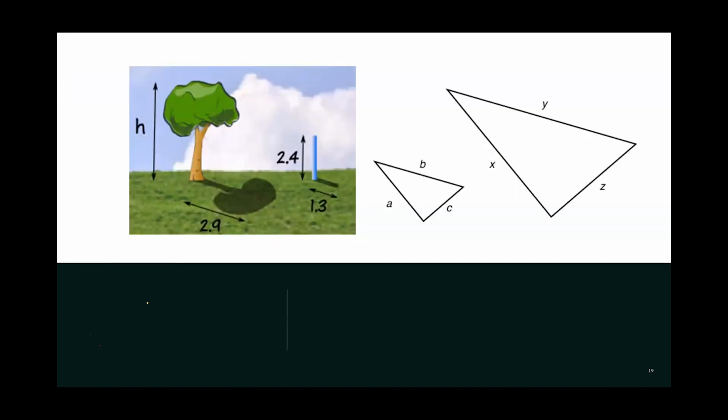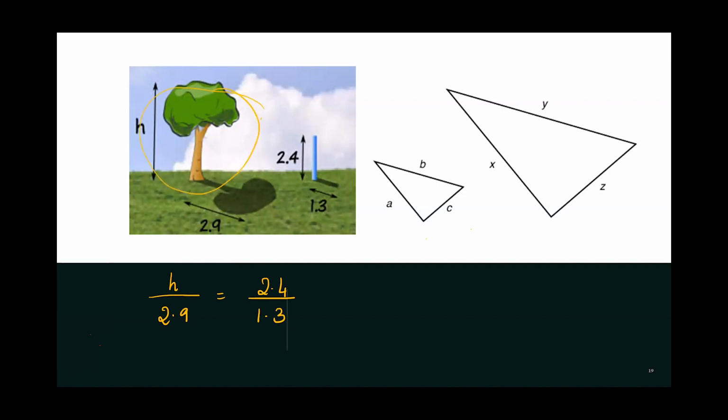In this image, the tree and the pole maintain a balanced relationship with their shadows. So again, using proportion, we can easily find the height of the tree. So h upon 2.9 is equal to 2.4. That's the length of the pole and the length of the shadow. So using proportion, you can easily find the height of the tree.